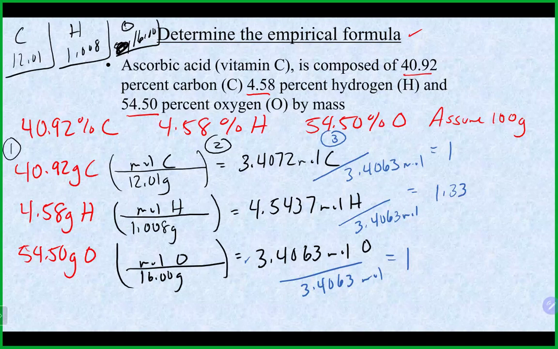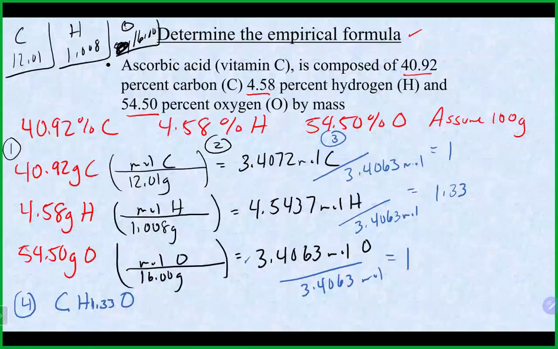At this point, our empirical formula would be CH1.33O. What is the problem with my empirical formula at this point? Yes, that is not a whole number. And that 0.33 is too far to round. So here, what we need to do is what I mentioned a second ago. We need to figure out what to multiply by to get pretty much a whole number. 1.33 times 1 is 1.33.